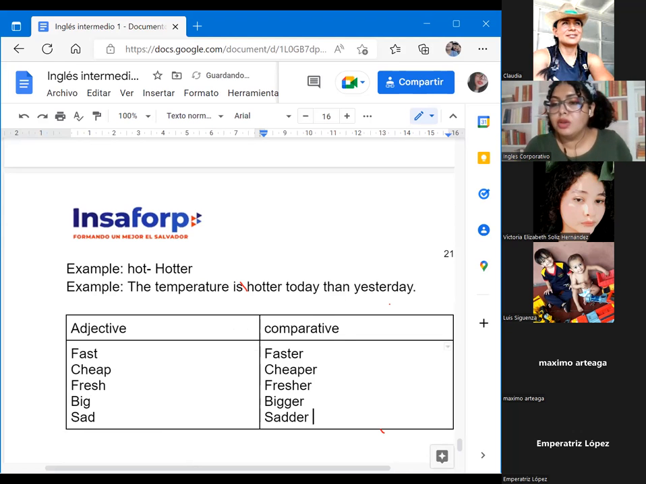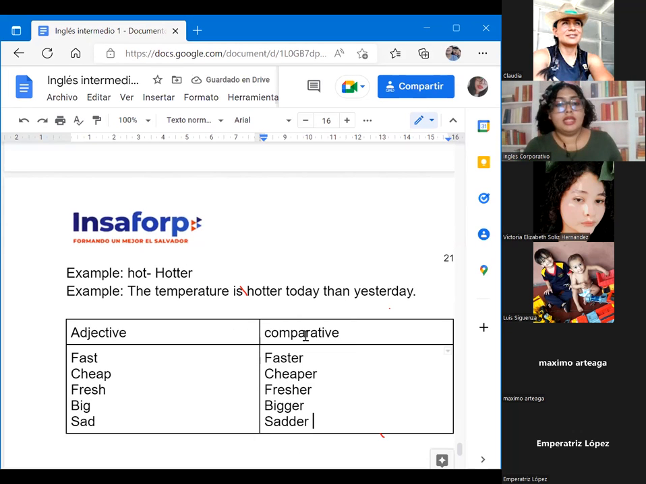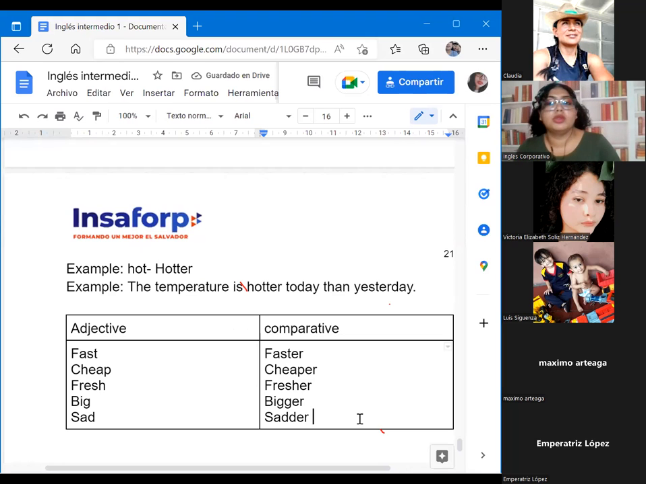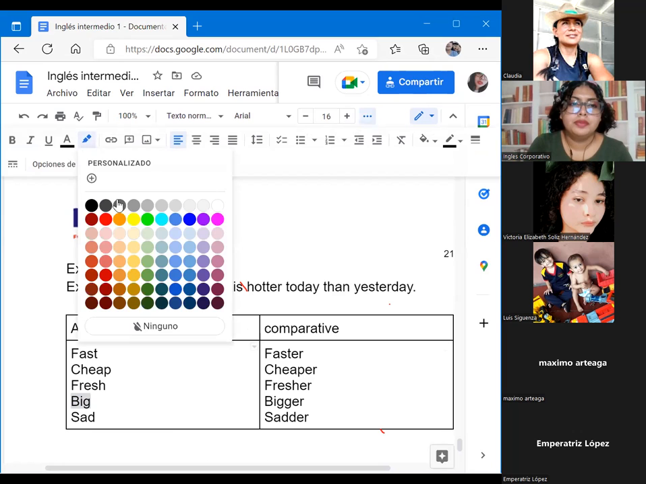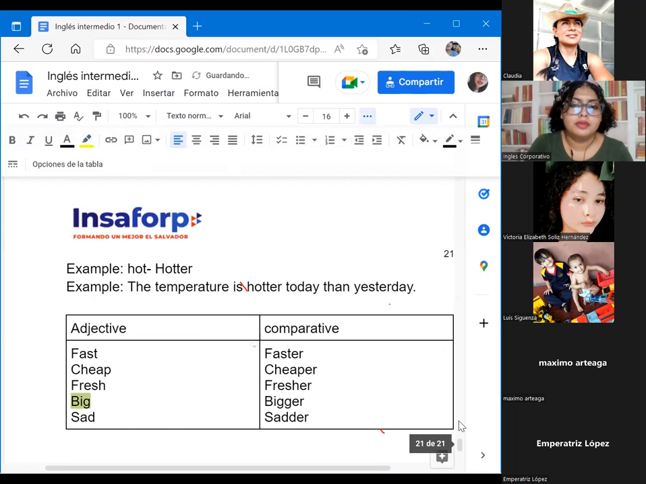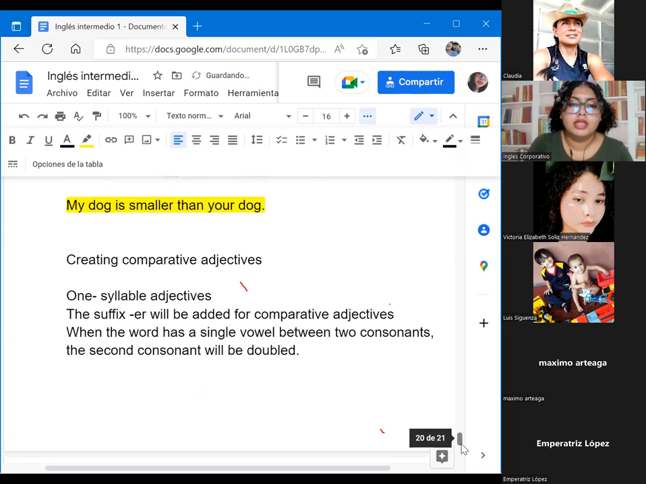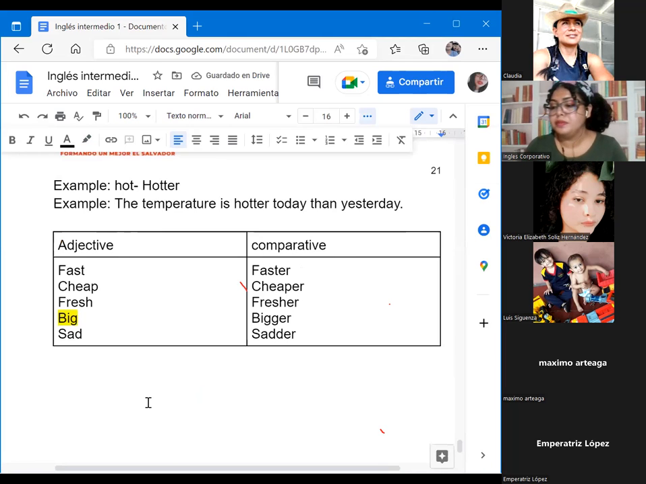Así nos están quedando lo que son los adjetivos. En este caso, como son de una sola sílaba, solo le vamos a agregar ER y en el caso de tener consonante, vocal y consonante, doblamos la última consonante y agregamos ER. Estos son para los adjetivos que son cortos, ¿verdad?